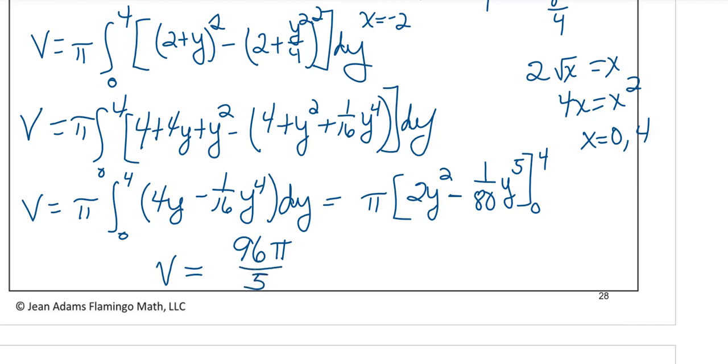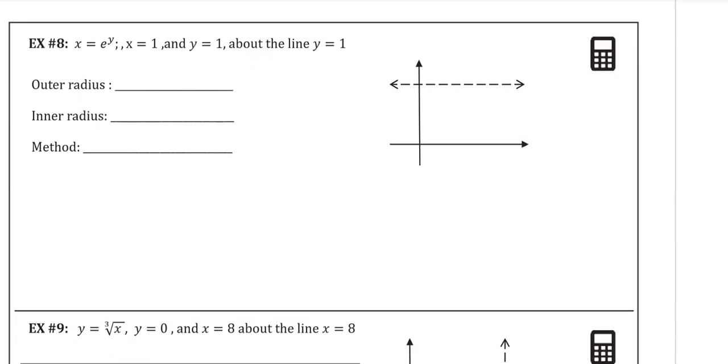Okay, and then finally the last 3 examples are all calculator examples. So the key here is to set them up correctly. The first one is x equals e to the y, x equals 1, and y equals 1, and the line y equals 1. Okay, so we have this line x equals 1 here. So dot in right now.